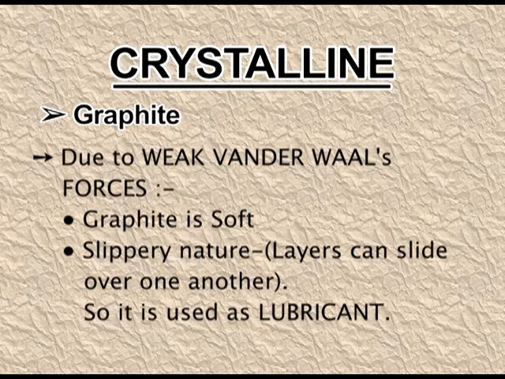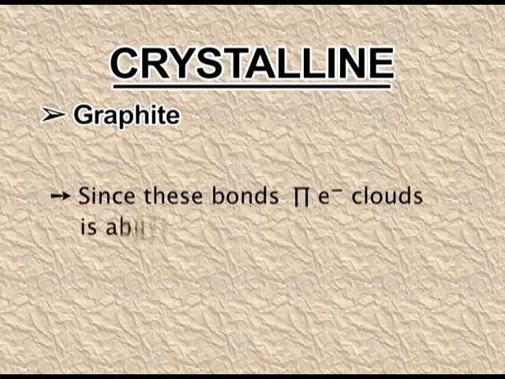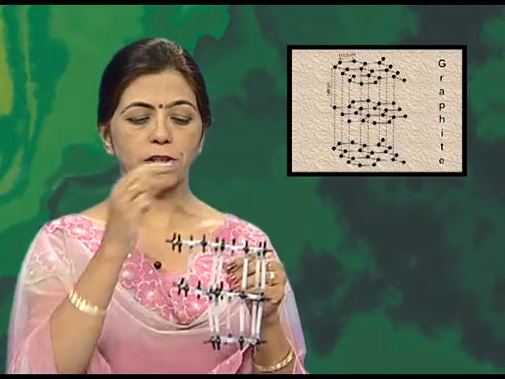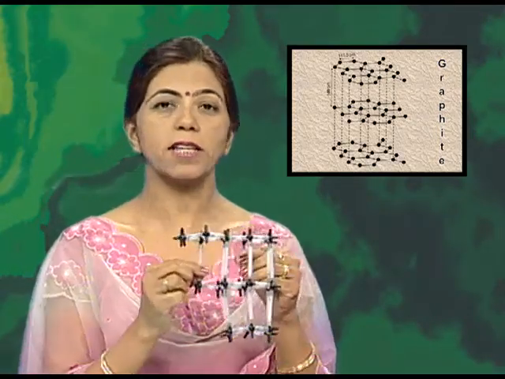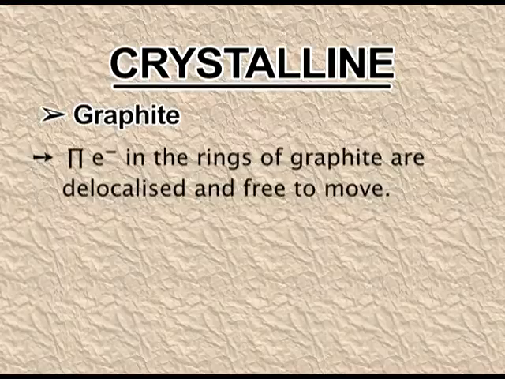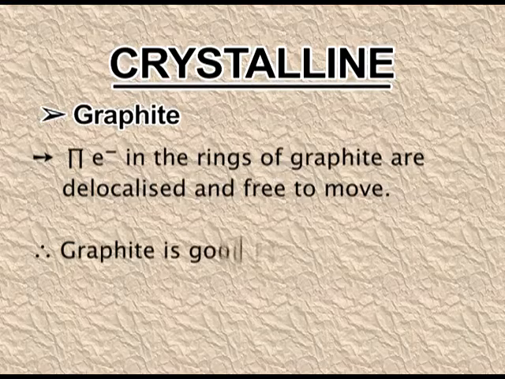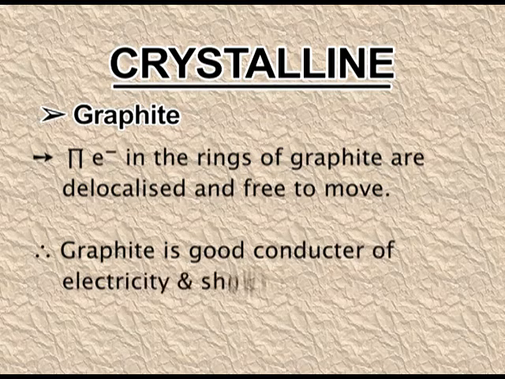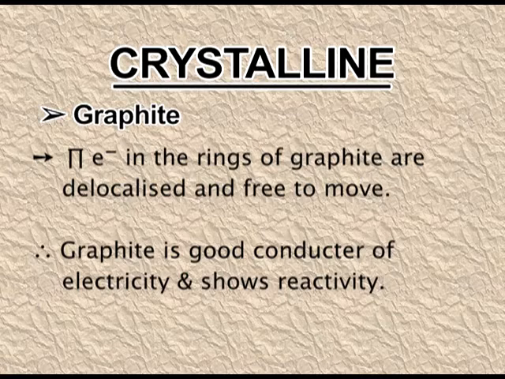You can compare it with when, while playing carom, you sprinkle talcum powder on the carom board. Normally, graphite is used as a lubricant in the heavy machinery. Since this pi electron cloud is above this ring and below this ring, these are free to move and they are delocalized. So, graphite is a good conductor of electricity and it shows reactivity.